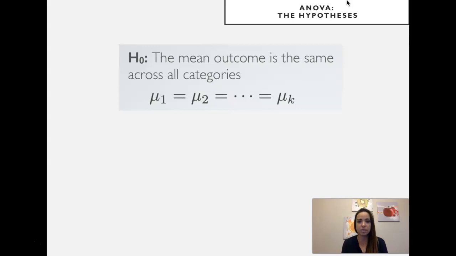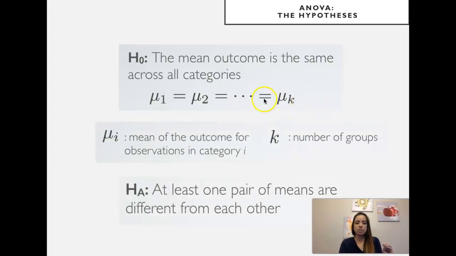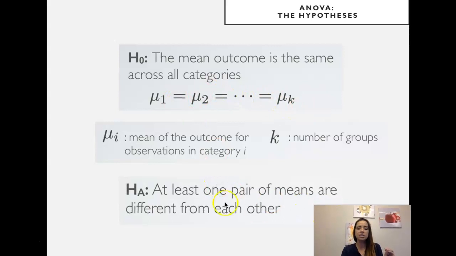The null hypothesis is that the mean outcome, here the score in the vocabulary test, is the same across all categories. Here mu1 would be lower class, mu2 working class, mu3 middle class, mu4 upper class. But if you had 5 variables, k would be 5. If you had 10 variables, k would be 10. But the point is that the null hypothesis is that all of the means are the same, which makes the alternative hypothesis be that at least one pair of means are different from each other.